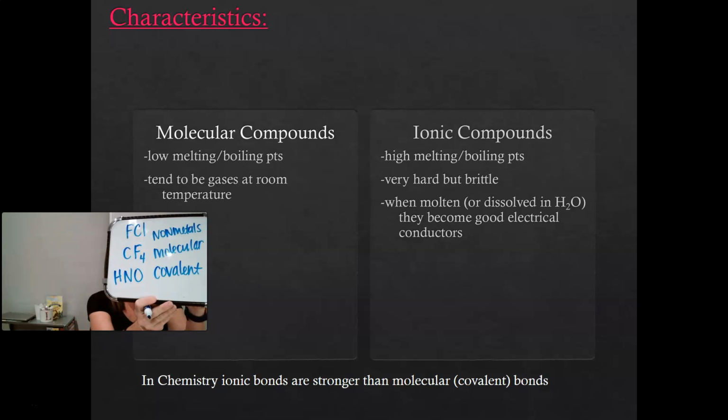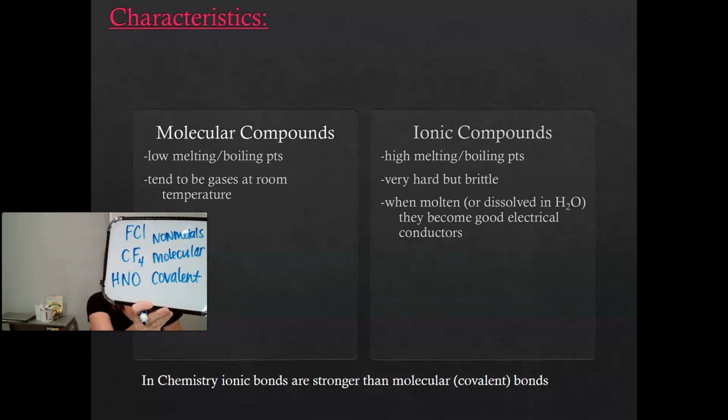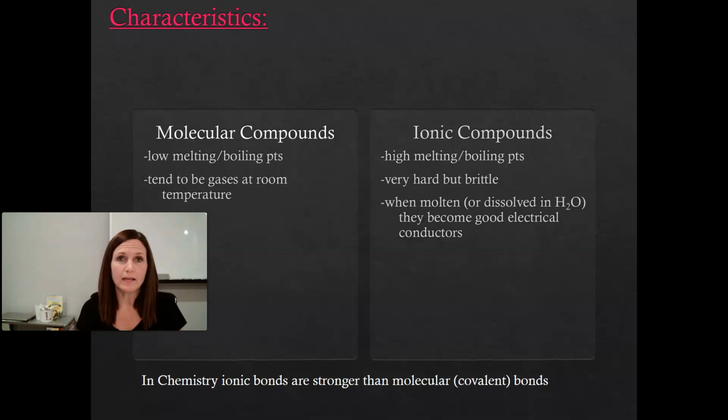If you don't already have something like this written down in your notes, please make sure you do it right now. HCl, HF, HNO3, those are non-metals bonded together. They are molecular compounds. They are covalently held together. So these molecular compounds have low melting and boiling points, and they tend to be gases at room temperature because the intermolecular forces between them aren't necessarily strong enough to hold them together as solids.